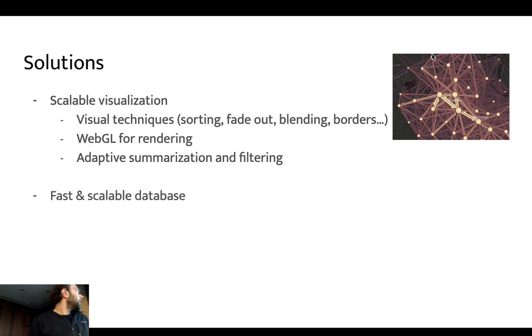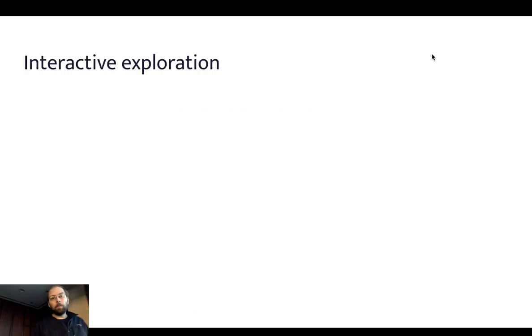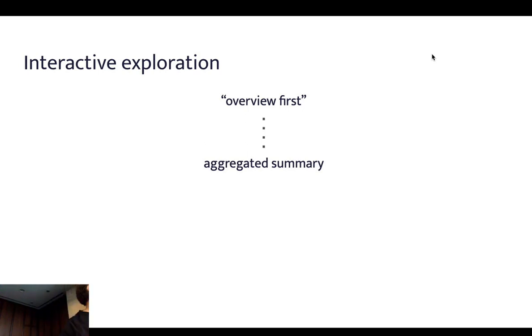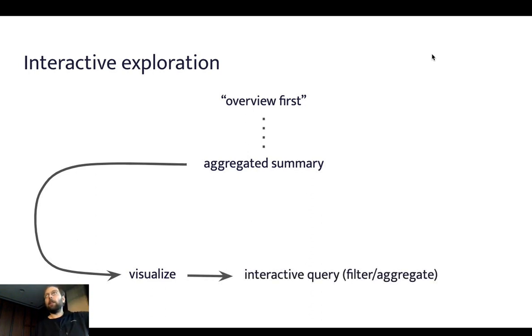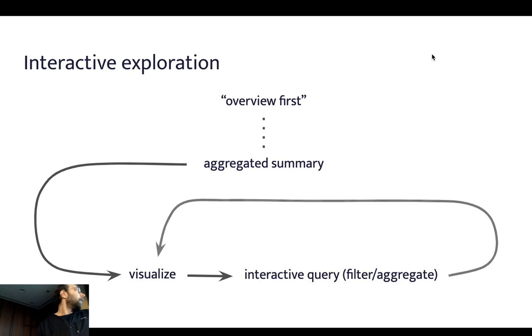And another dimension is that we have a fast database in order for the users to be able to perform queries and to explore the data interactively. We first present an aggregated summary of the data and then visualize it in some readable way. The user can form a different query to select a slice of the data or a different facet of the data. Then we visualize it again, and this is the interactive exploration.